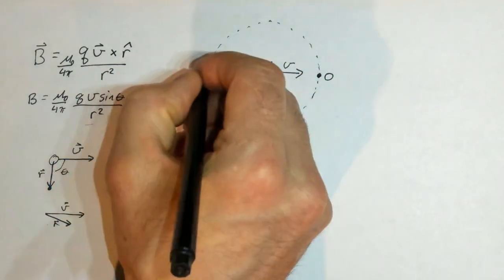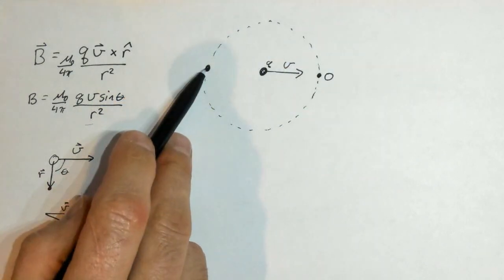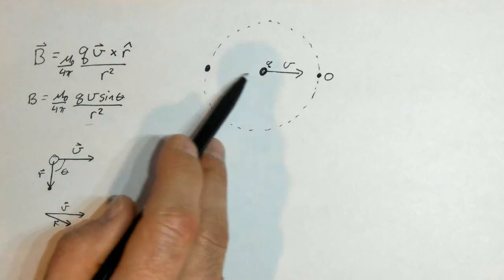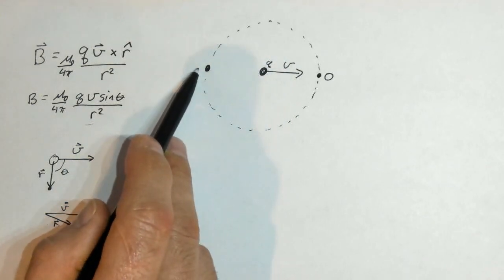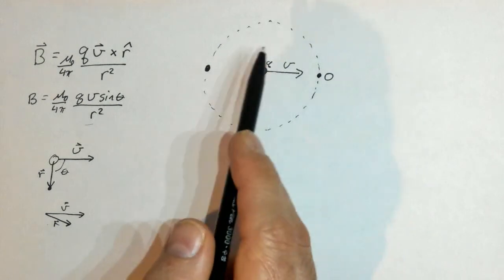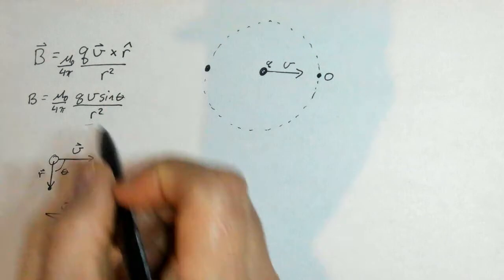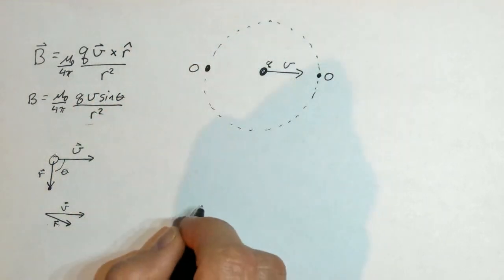What about right behind the charge? What if I measure the field right there? Now r is pointing backwards, or to the left, and v is pointing to the right. They're opposite each other, or the angle between them is 180 degrees. Sine of 180 degrees is also 0, so I get 0 here.